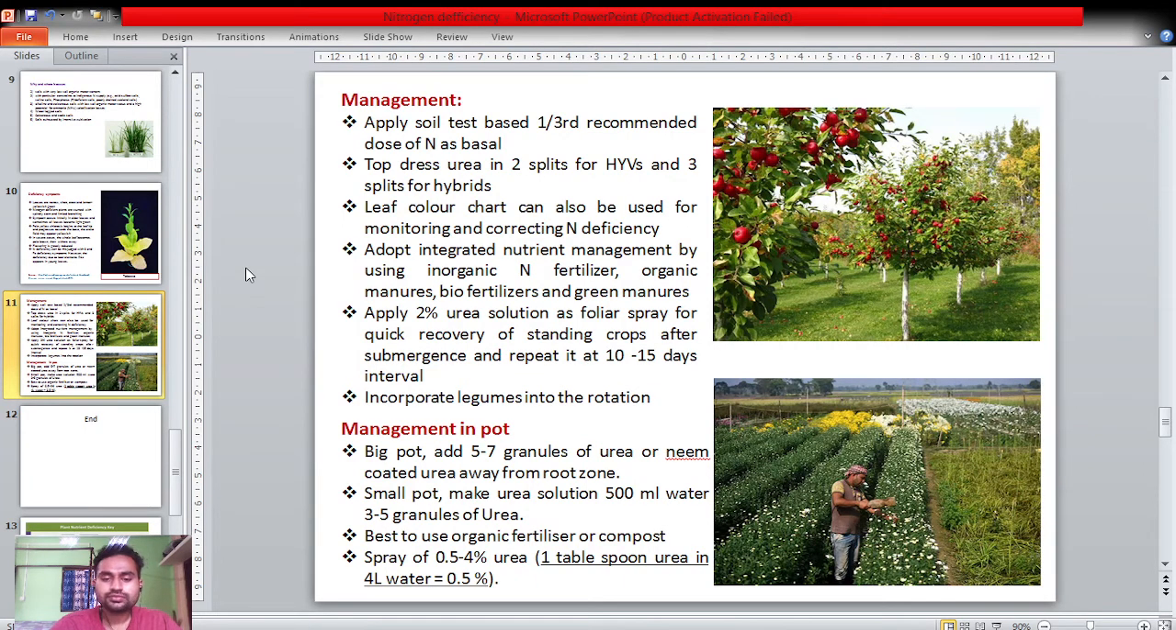Basically the spraying is done in the evening time, because when we spray in the evening, the sunlight is not there, so the plant slowly takes up this urea, and the response is very quick. So I hope this is very helpful for those who have an orchard of fruits and flowers, and also for those who have indoor plants.